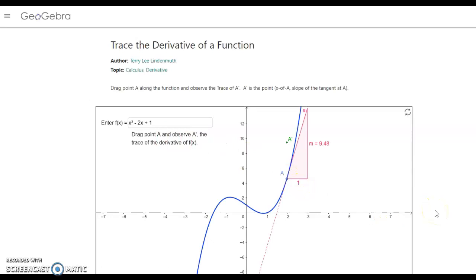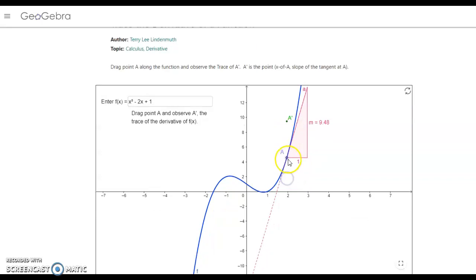This one is a GeoGebra that will actually trace the derivative for you. You can enter any function you want in here, and then you can drag point A, and it will sketch the derivative curve for you. Notice if I start right here, the slope of the curve is positive, and it's plotting a point up here. So when x equals 2, the value of the derivative is a positive value. It looks like almost positive 10. Now I'm going to show you, as I take this curve and I drag A, notice the derivative is less and less.